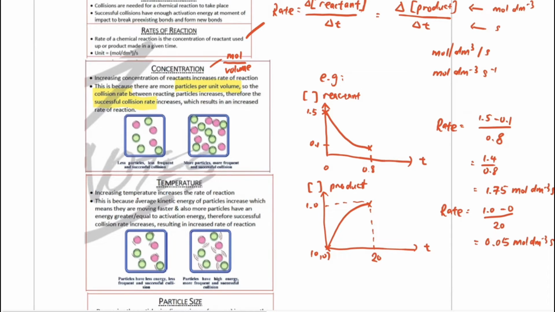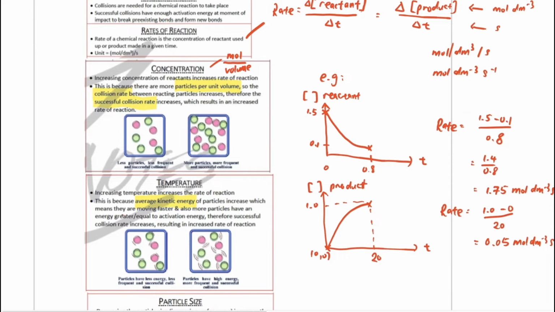This is because average kinetic energy of particles increases. You see the keyword is different already. The keyword is average kinetic energy. You know, the kinetic energy affects the temperature. We discussed this a few times already. When the temperature is high, that means the particles move faster. When they're moving faster, at the same time, they have more energy also.